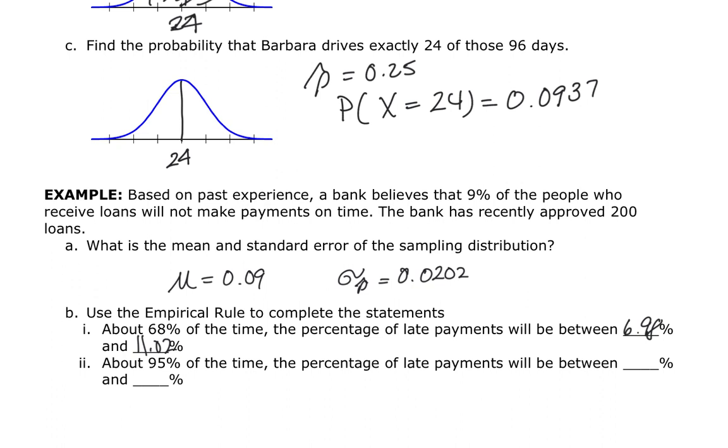95, that is 2 standard deviations away. This is going to be about 95. And then the lower bound would be about 5, and the upper bound 13.05 approximately. So this tells me that 95% of the time, if I was the banker, I can expect to have between about 5 and 13% of the mortgage payments to be late.